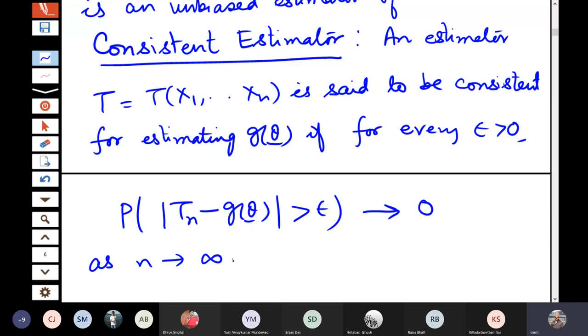That means the difference between the estimated value and the true value becomes less and less, because for whatever epsilon I choose, the probability that the difference is greater than epsilon goes to 0. That means the probability that the modulus of Tn minus g theta is less than epsilon goes to 1. You can write it in the reverse way also. So this is called consistency.